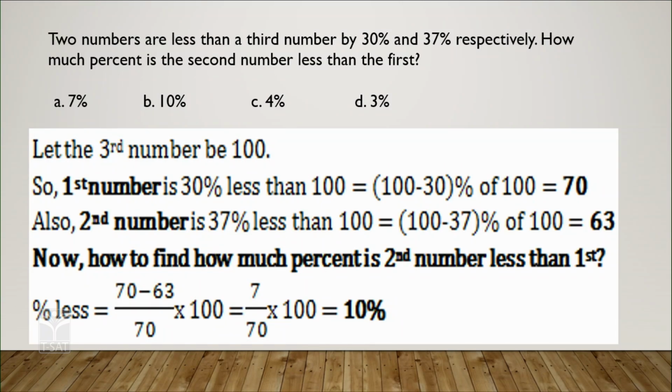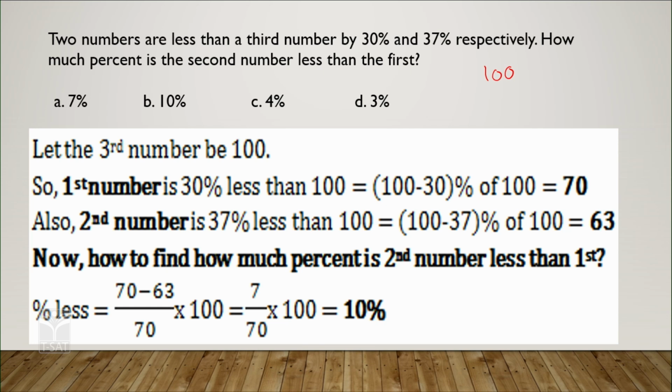Now shifting to the next question. Two numbers are less than a third number by 30% and 37% respectively. How much percentage is the second number less than the first number? Very clear, correct? Two numbers are less than the third number by 30% and 37%. Say we don't know the number, say it is 100. Already I said this is the third number, 100.